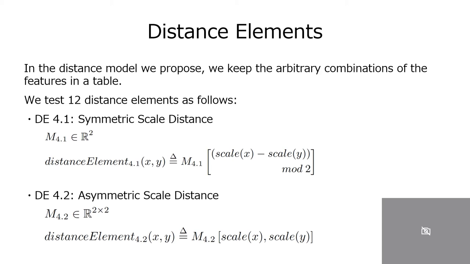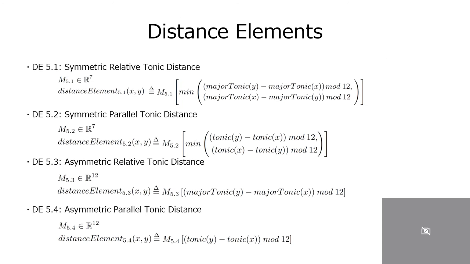Now I briefly introduce the remaining 10 distance elements. DE5X uses tonic information. In addition to the symmetric-asymmetric distinction, they are relative and parallel. As you can see, relative distances use the major tonic feature, so they identify relative keys. For example, they don't distinguish C major key and A minor key. On the other hand, parallel distances use tonic features, so they identify parallel keys, like C major key and C minor key.